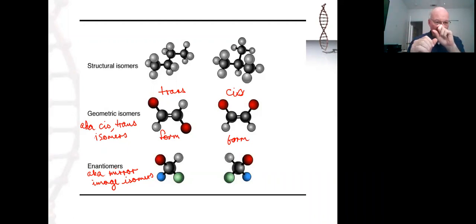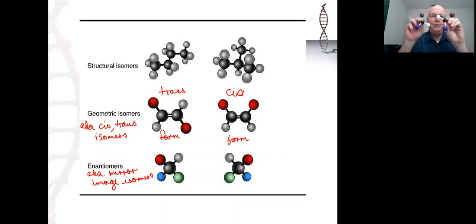And the reason why they're mirror images is because if I hold up my right hand to the camera, what I see in the camera is an image of my left hand. So if I hold up my left hand away from the camera and look at it, it looks just like the image of my right hand that I see in the camera, because they're mirror images of each other. That's why these molecules are considered to be mirror images, or mirror image isomers.